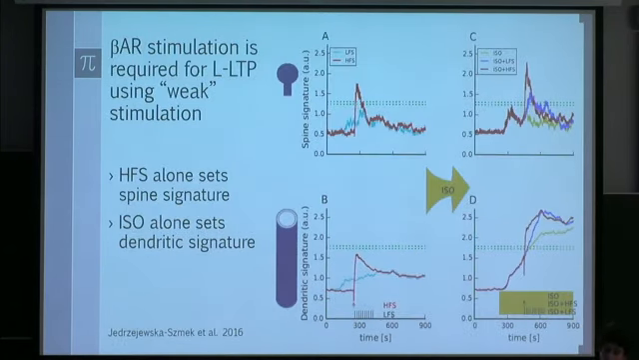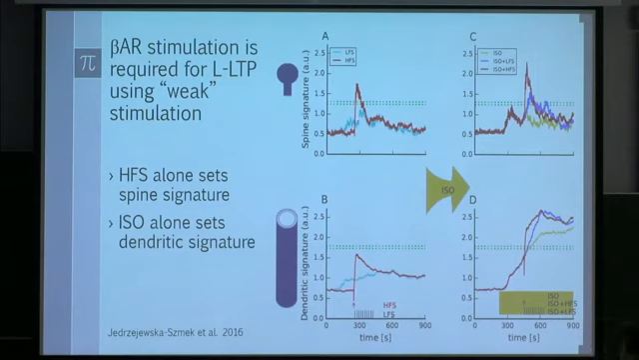And so now this shows that indeed with this model we need this beta-adrenergic stimulation when we give this weak or a single train of 100 hertz. So again, this up here is the spine signature without the isoproterenol. Down here is the dendritic signature. In this case, nothing is crossing the threshold, neither the high frequency train nor the low frequency train. Up here, we do cross the threshold for the high frequency train, but not the low frequency.